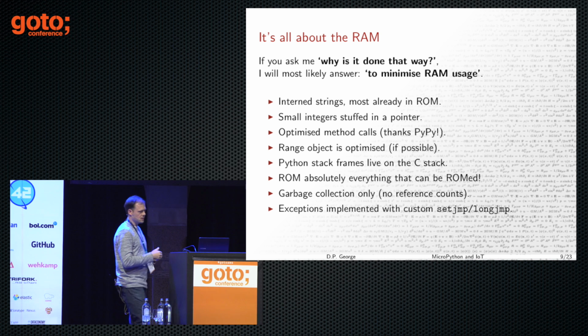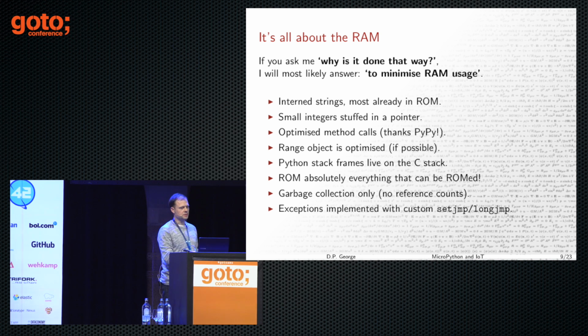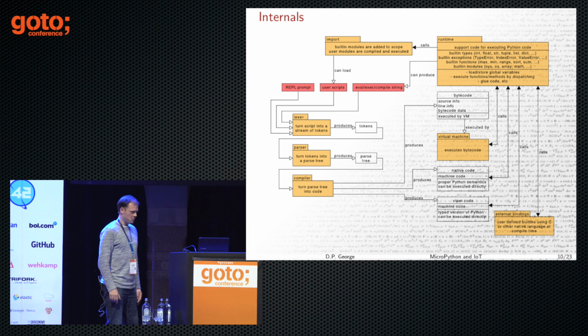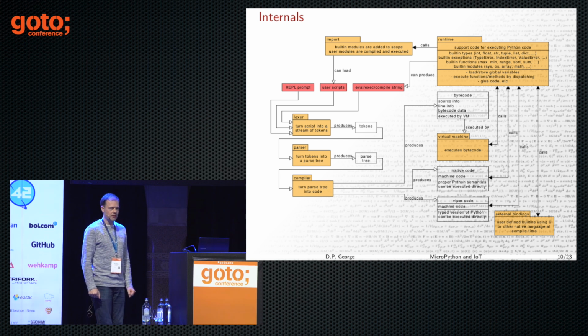And there are exceptions that are implemented using sort of setjmp, longjmp, if you know what that is from C. This is just a little diagram about how the internals of the compiler and the virtual machine work. So on the left-hand side is sort of the compile stage.